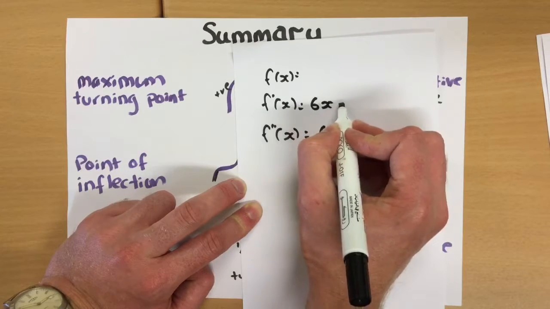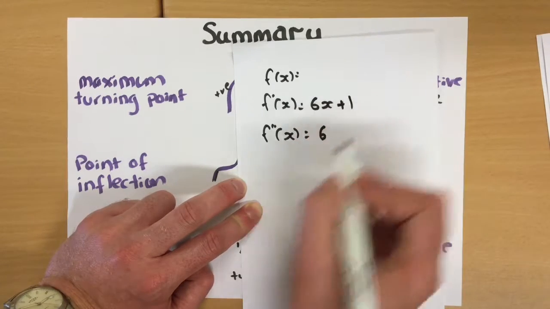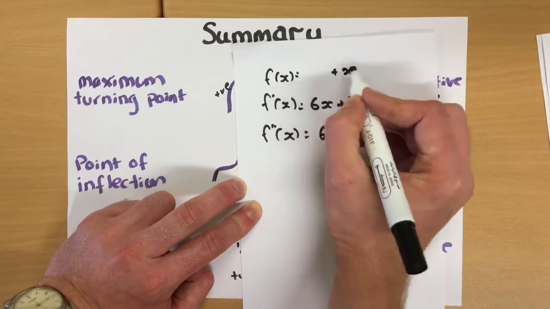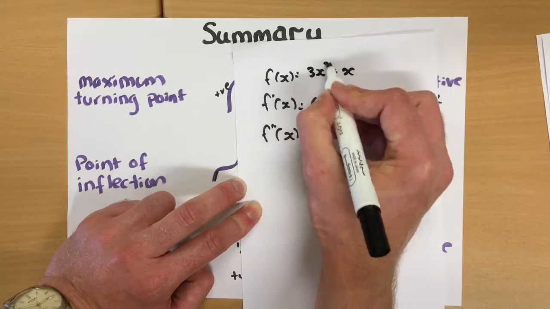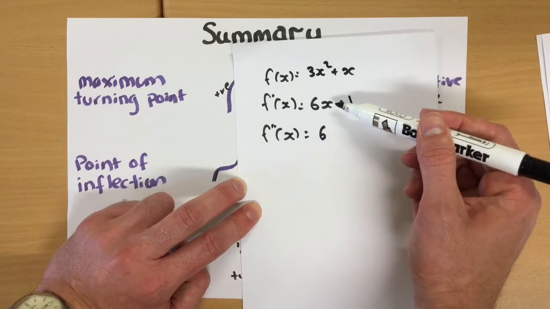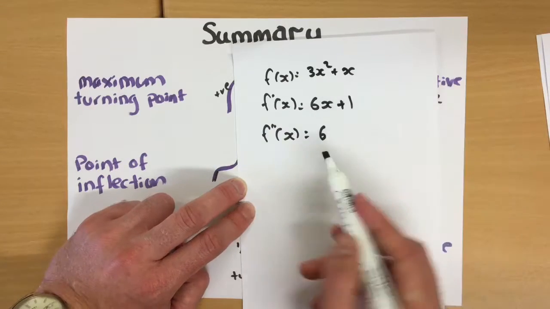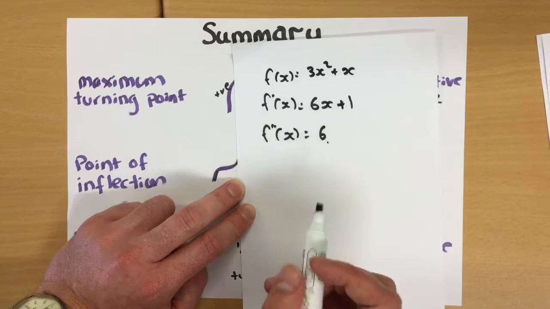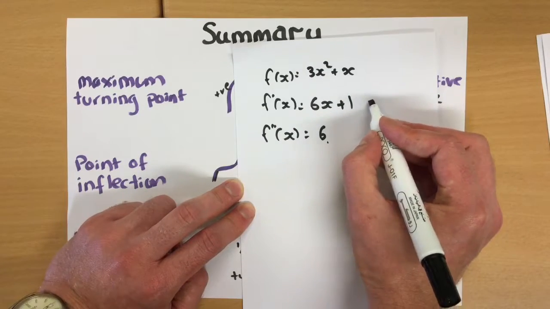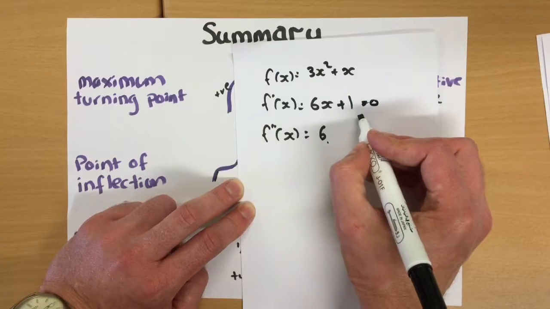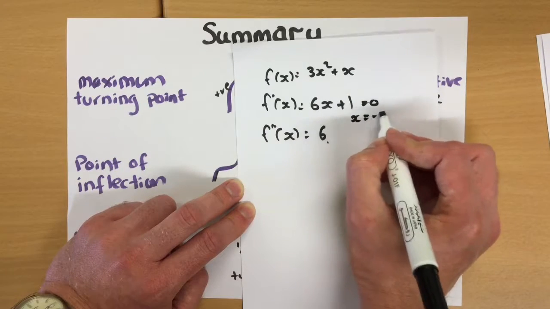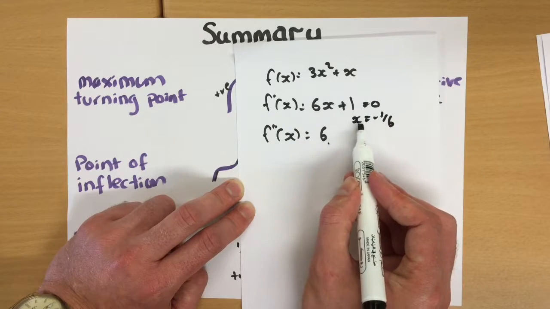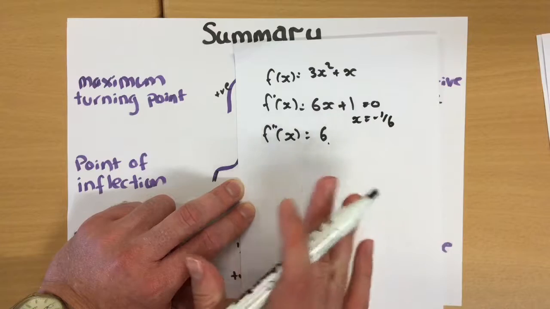So that might be 6x plus 1. This could have been along the lines of 3x squared. So you differentiate it once, do it again, and you end up with some number by itself. Not to worry. You'd have found that equals 0, and a value of x is negative a sixth. The fact you can't substitute this into this equation isn't a problem.